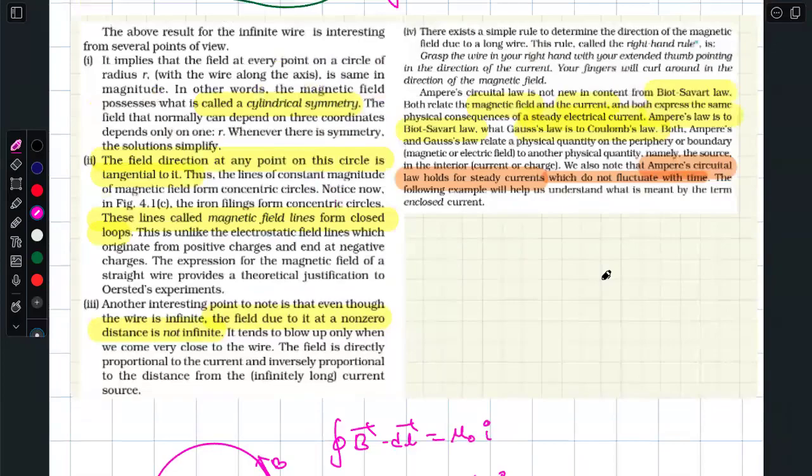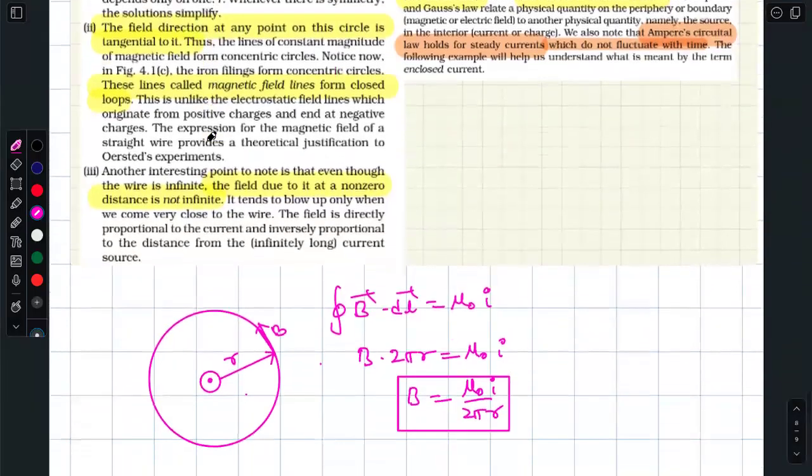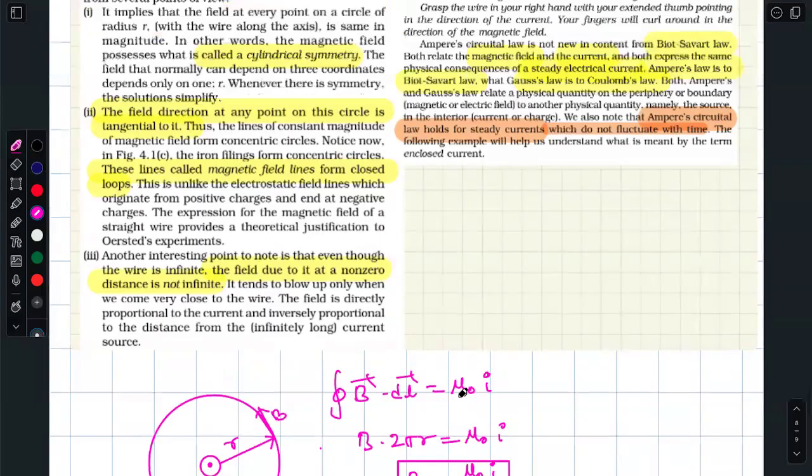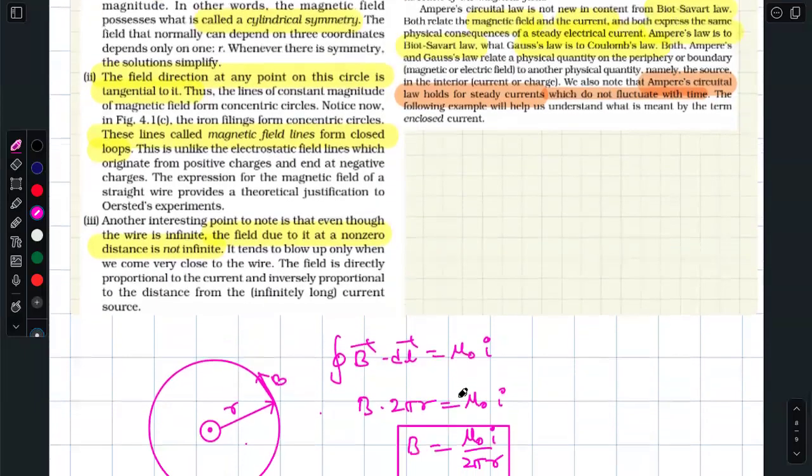The field that normally can depend on three coordinates depends only on one. Since I took cylindrical symmetry, B now depends only on R. Otherwise, if you take any triangle or rectangle loop of your choice, what comes? You will be in trouble. So the field direction at any point on this circle is tangential to it. Thus, the lines of constant magnitude of magnetic field form concentric circles.